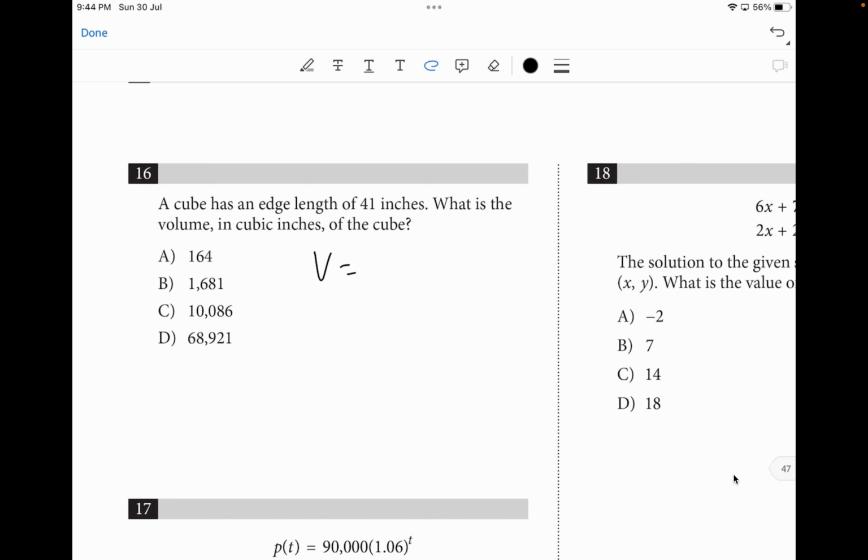So the volume of a cube is just 41 raised to the power of 3, so it's straightforward. 41 raised to the power of 3 is going to be 68,921. So your answer is going to be choice D. That's going to be the answer for question number 16.